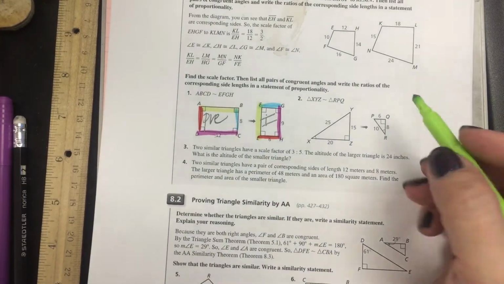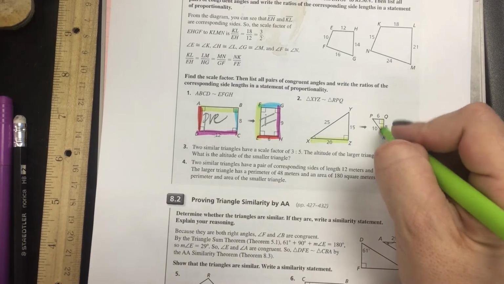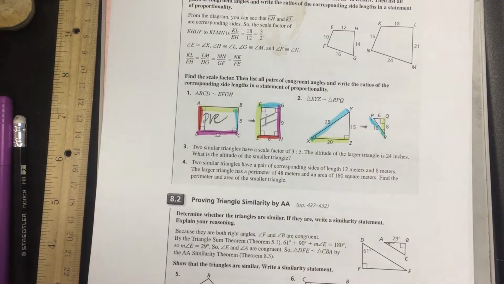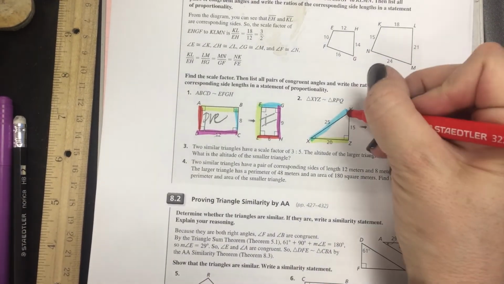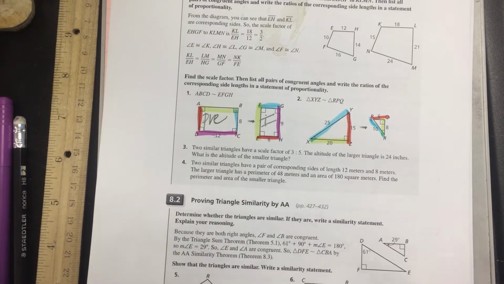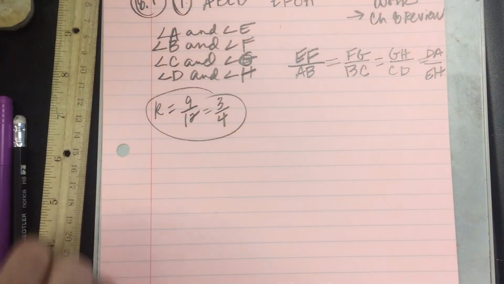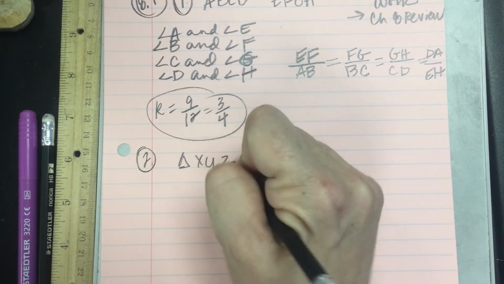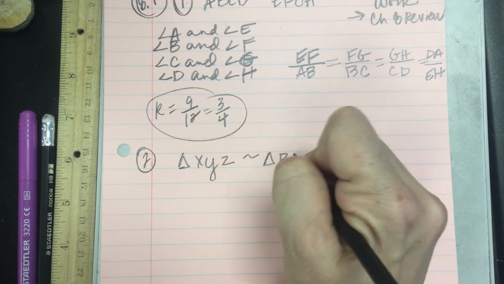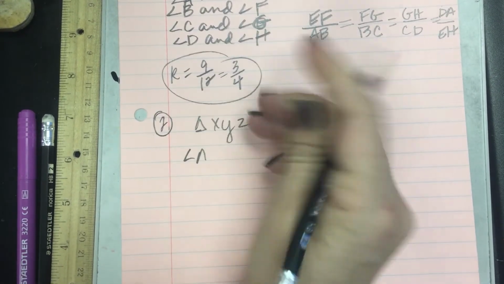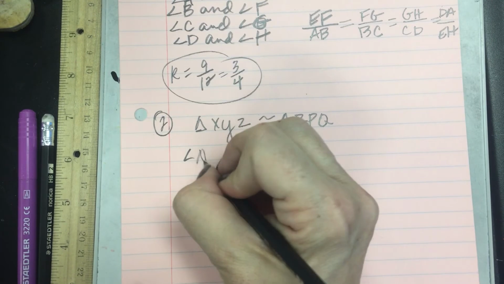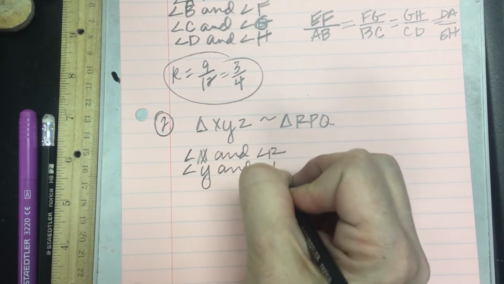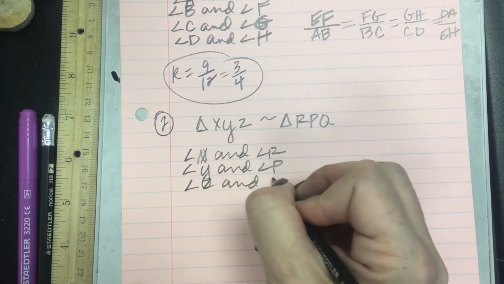I'm just going to go match up my colors right now. Right angle to here. Here we go. A little bit easier with 3 sides to see what goes with what. And I could go right back to the names. Using the names, I'm going to put this picture aside now that I have it for myself. Number 2, triangle XYZ, similar to triangle RPQ. Angle X, well, that's not angle X. Angle X and angle R. Angle Y and angle P. Angle Z and angle Q.